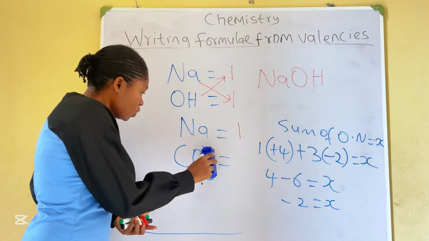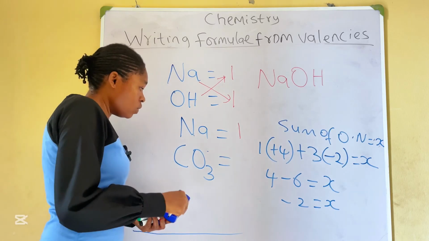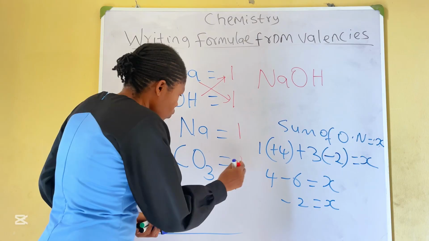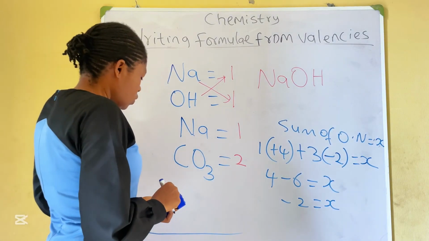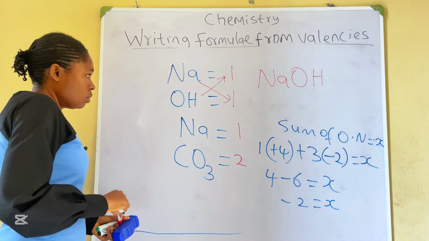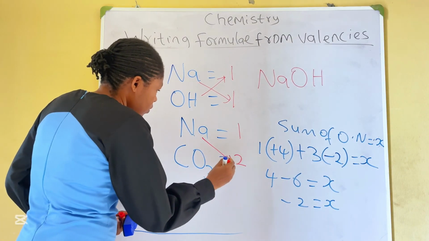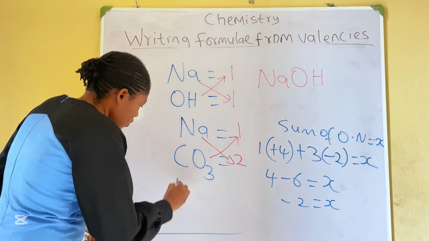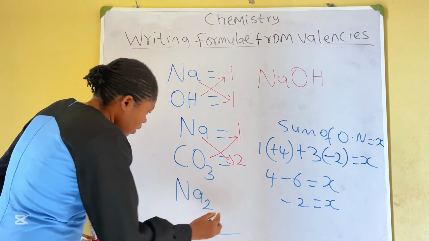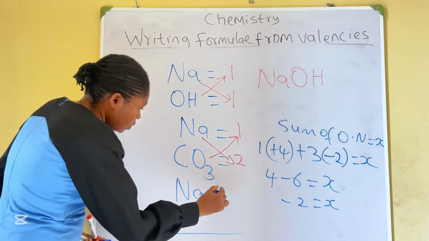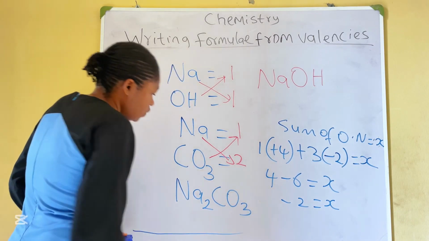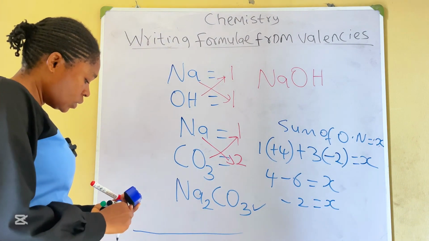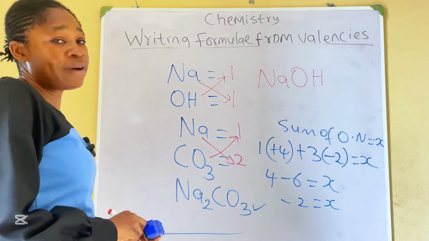So what do we do? Don't put the charge on the radical. That charge that's supposed to be here is not the valency. So I put 2. So remember to interchange. We always do what? Interchange. So the formula will now be what? Remember the 2 is subscript. So this is the formula of what? Sodium triosocarbonate 4.